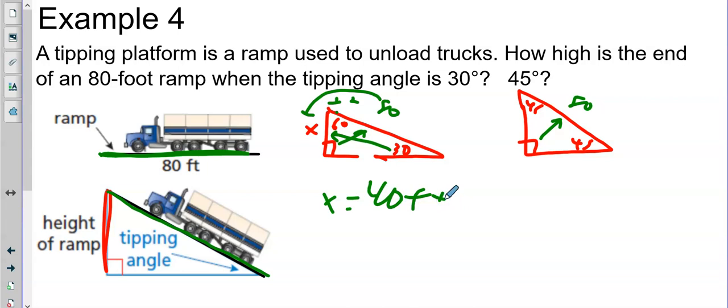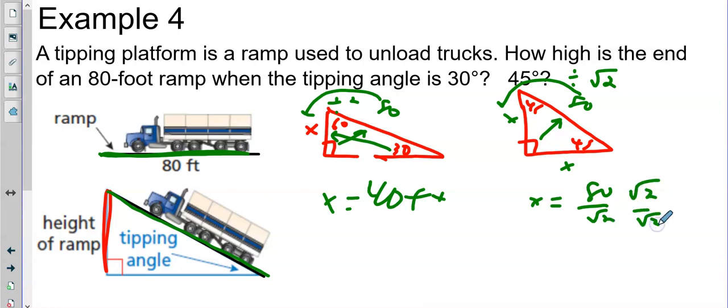On the 45, very steep, much more steep than the 30, I'm going from here to the same thing here and here. Okay? So when I'm going from here to here, I'm going to divide because I'm getting smaller. But remember, on a 45, 45, 90, it's radical 2. So x is equal to 80 divided by radical 2. Remember, we can't have a radical on the bottom, so we do this little trick.